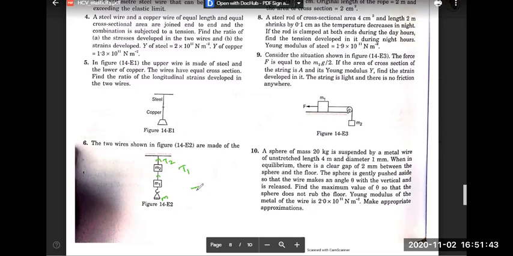And suppose this mass is M. So can I say that T1 is basically M1 plus M into G? Yes or no? Think about it. I can take those two as a system. I hope all of you remember this.